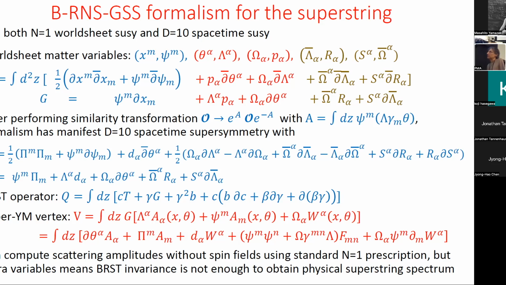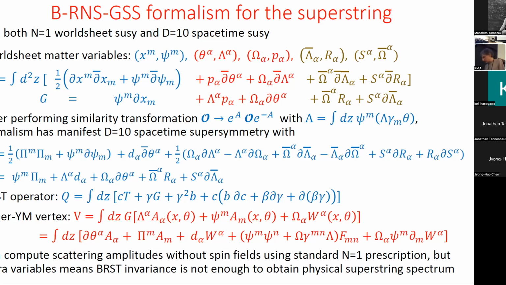It's straightforward to compute scattering amplitudes, at least three-point amplitudes, using this. There are no longer any spin fields. All the fermions are now described by these fields depending on theta and p. And it's easy to show that it agrees with both the pure spinor and RNS computations. But this is one of the vertex operators, and because you have these extra fields, you need some other restriction in order to say that these vertex operators are the only physical ones.